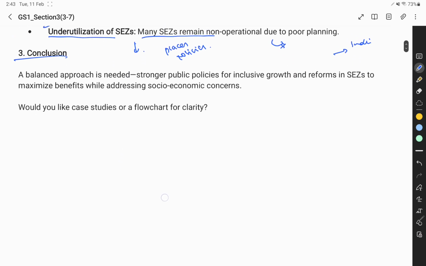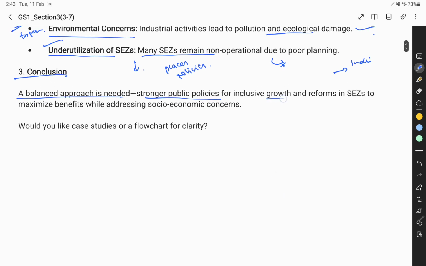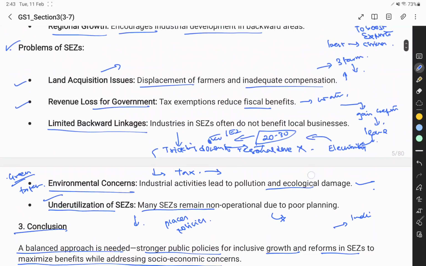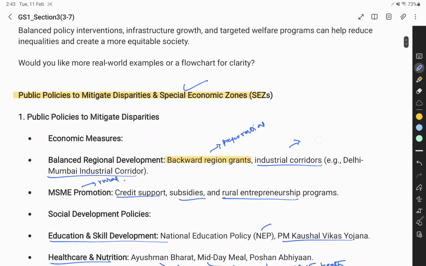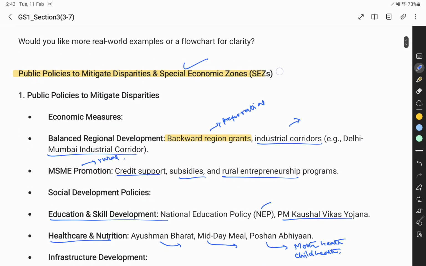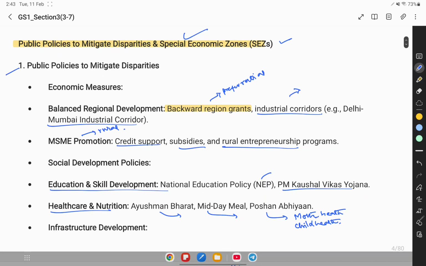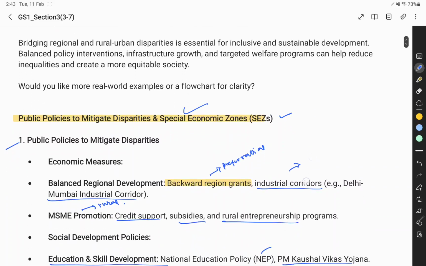Then the conclusion: a balanced approach is needed. Stronger public policies for inclusive growth and reforms in the SEZs to maximize benefits while addressing the socio-economic concerns. So once again, I'll just summarize what you need to write. If a question comes on SEZ, you just have to write public policies. If you are writing an introduction, it is very good.